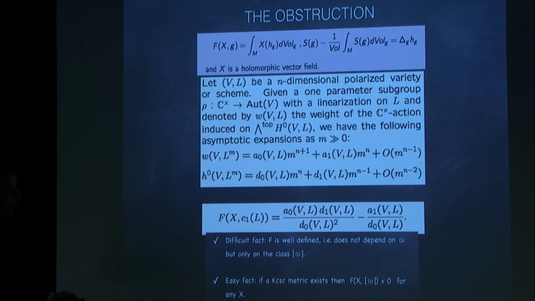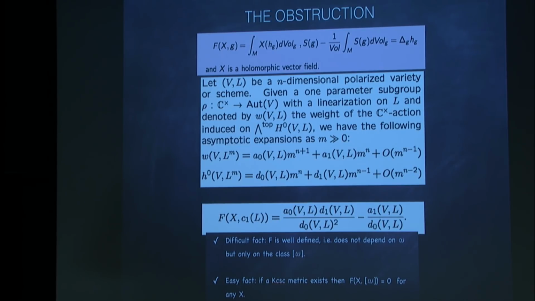While, of course, if you look at this formula, what becomes difficult is to show that this number is meaningful in terms of metrics of constant scalar curvature. So why should this be 0 if there is a metric of constant scalar curvature? These are just algebraic numbers associated to your algebraic manifold. But this is the story.